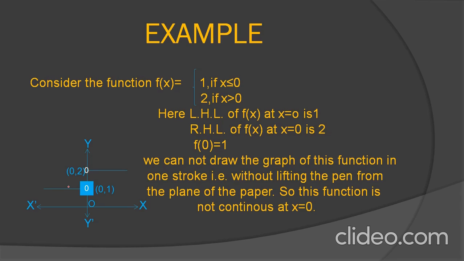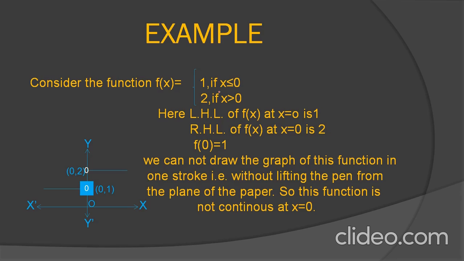So we can say the left hand limit of f of x at x equal to 0 is 1. When we approach 0 from left hand side, that is points smaller than 0, we get the left hand limit of the function, which in this case is 1. In the same way, if we approach 0 from right hand side, that is from points greater than 0, we get the right hand limit of f of x, which is 2.